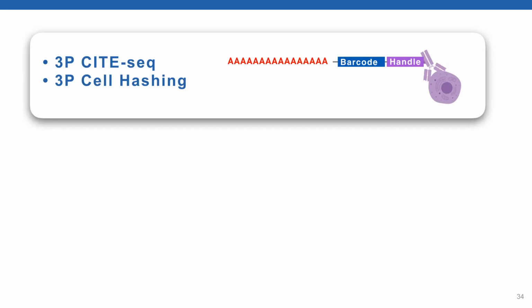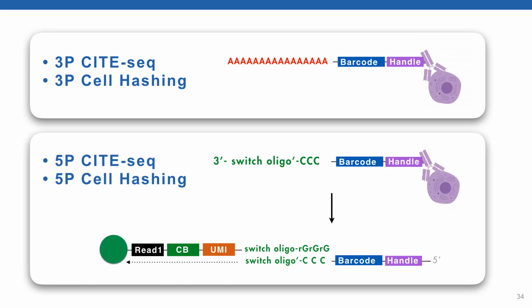So this is what our reagents look like for 3' CITE-seq and cell hashing. In a nutshell, the poly-A sequence here for capture, a barcode, and then a handle. We typically use a different handle for CITE-seq and cell hashing so that we can separate the libraries. And for 5' CITE-seq and 5' cell hashing, they're functionally similar. They have the same handle sequences. Barcodes can be whatever you like them to be.